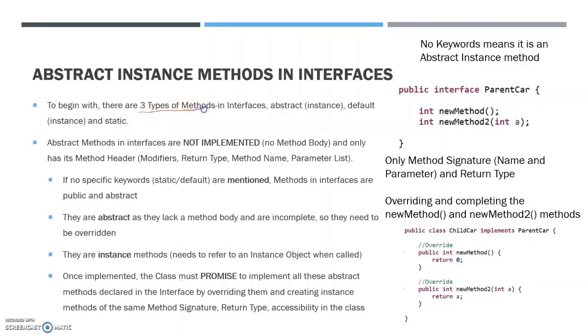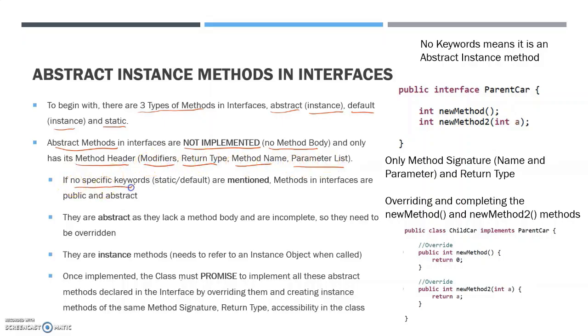To begin with, there are three types of methods in interfaces: abstract methods, which are always instance methods; default methods, which are also instance methods; and static methods. Abstract methods in interfaces are not implemented, which means that they do not have any method body. They only have a method header, which consists of the method's modifiers, return type, method name, and parameter list.